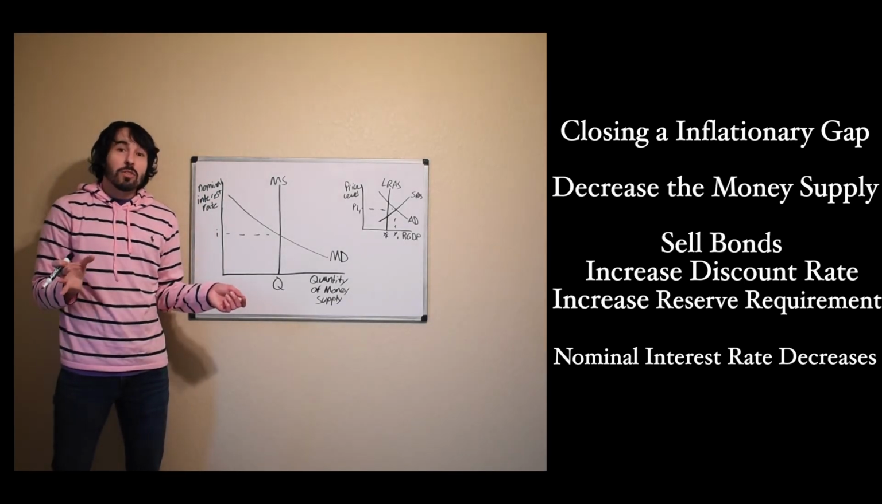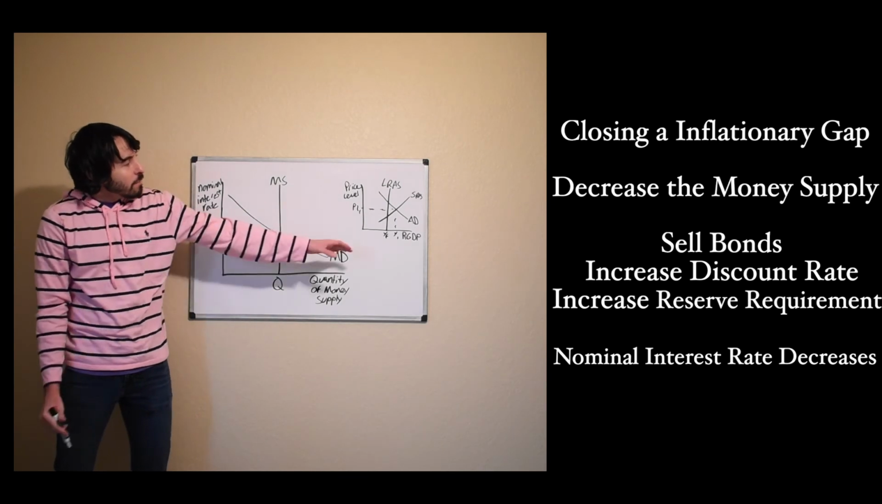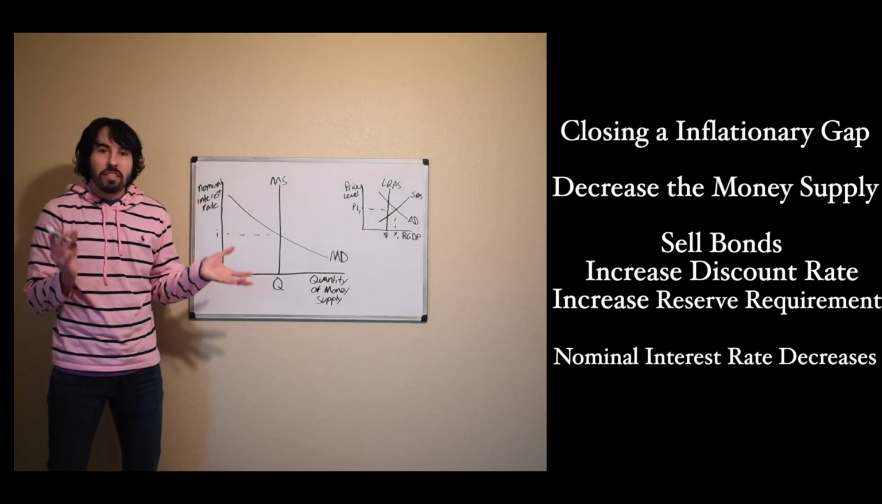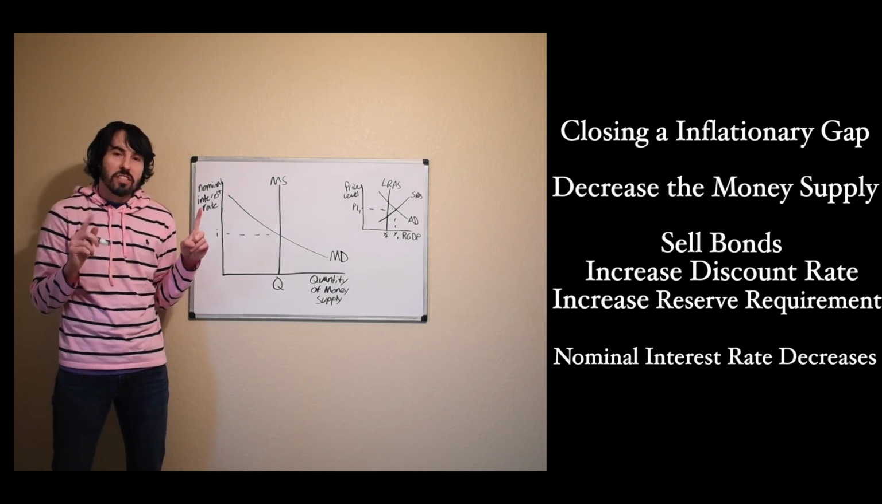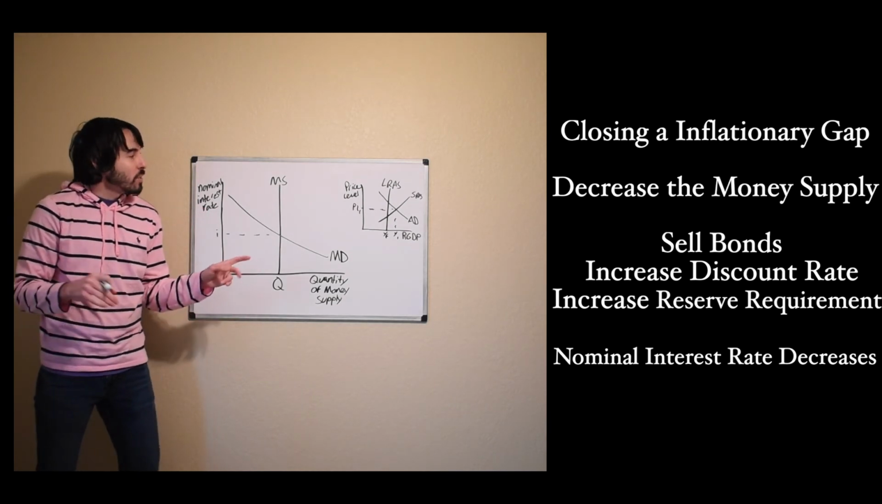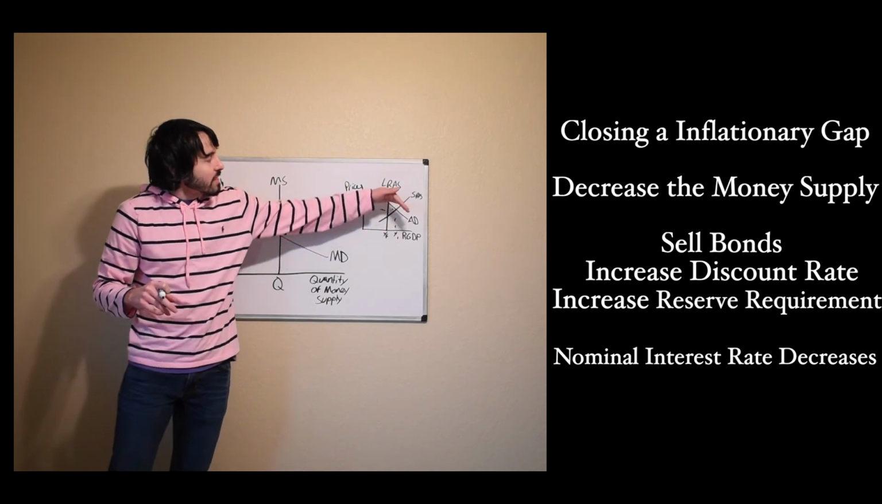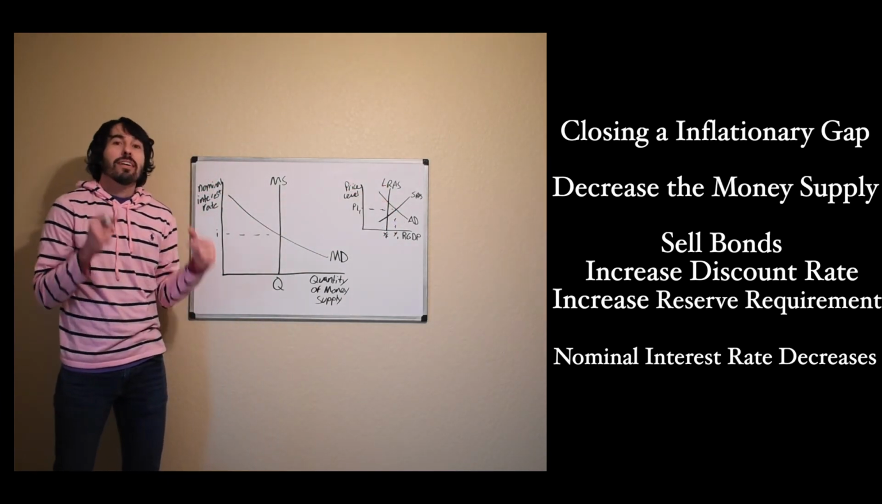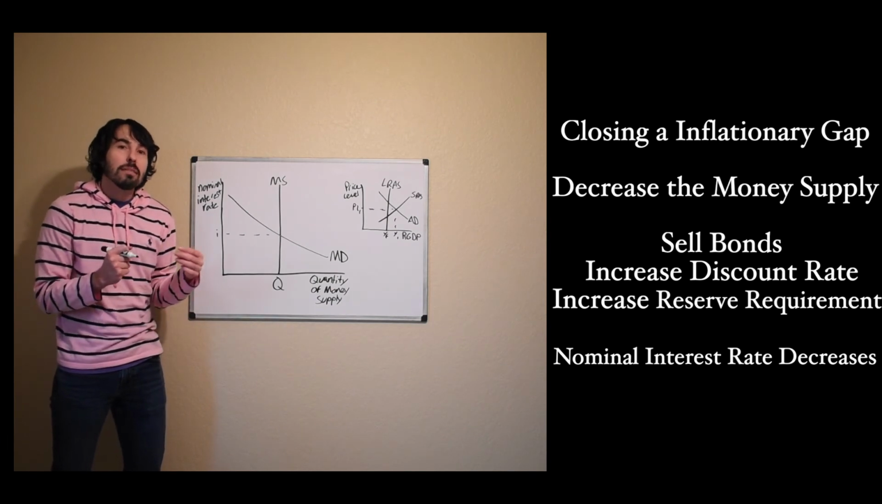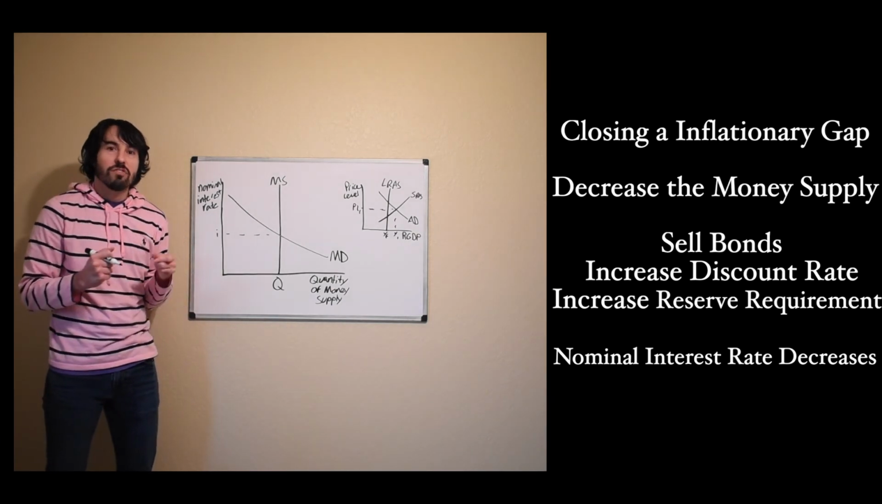For this next example, what happens if we're in an inflationary gap? Prices are getting too high. The Fed decides that they want to control the high inflation. They want to bring these prices back down. So their goal is to decrease aggregate demand. In order to decrease aggregate demand, they're going to have to do something that causes the money supply curve to decrease and shift to the left.